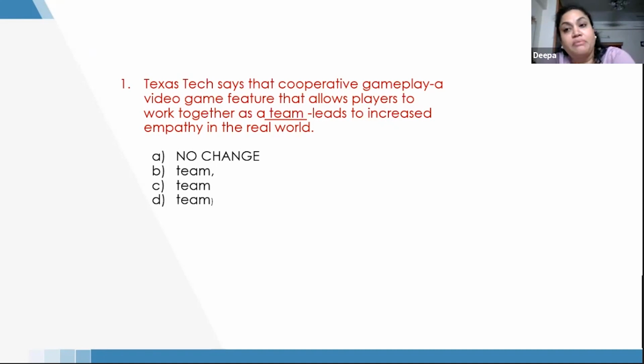So we need more practice about how we should be doing it. We should have some questions and answers which will help us understand what we really want. Let's check this. Texas Tech says that cooperative gameplay, a video game feature that allows players to work together as a team, leads to increased empathy in the real world. So what do you think is needed?